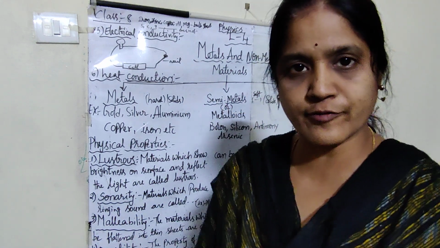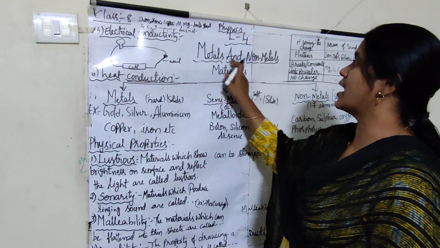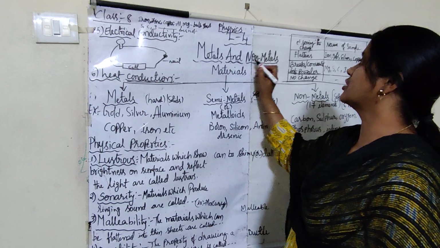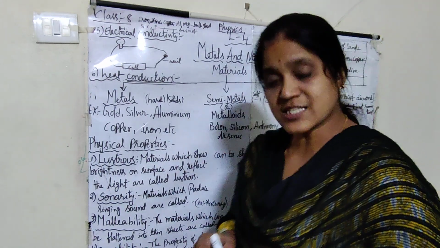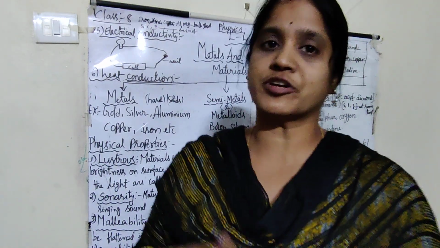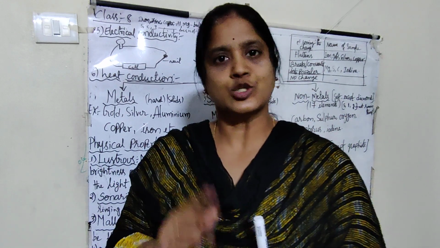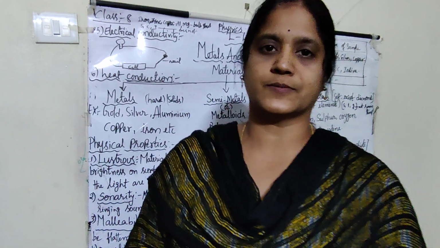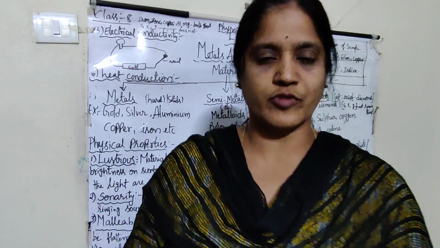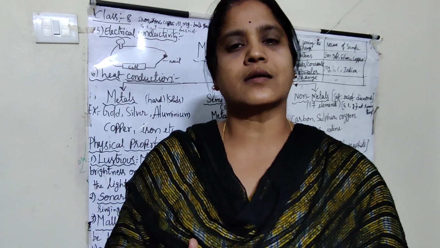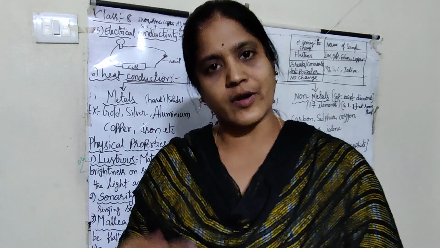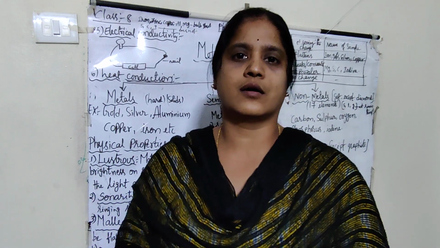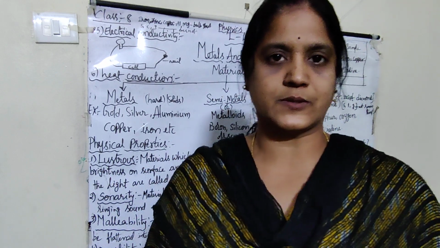So what is our lesson 4? Metals and non-metals. And how many types are these materials? 3 types. Mainly 2 types, and one more category is there, that is semi-metal. But that was not given in our textbook. So we'll discuss metals and non-metals, but I will explain the information about the semi-metals also.